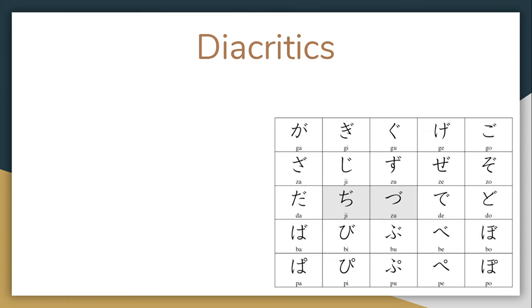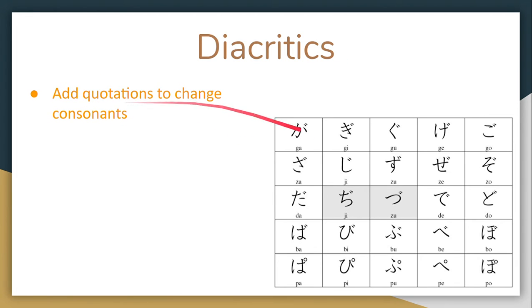One thing you might notice right away is that these symbols look an awful lot like the monographs that we went over, because they are. All you do is add a quotation mark right here to the consonant, and that changes the consonant. So K turns into G, so instead of ka, it's ga.